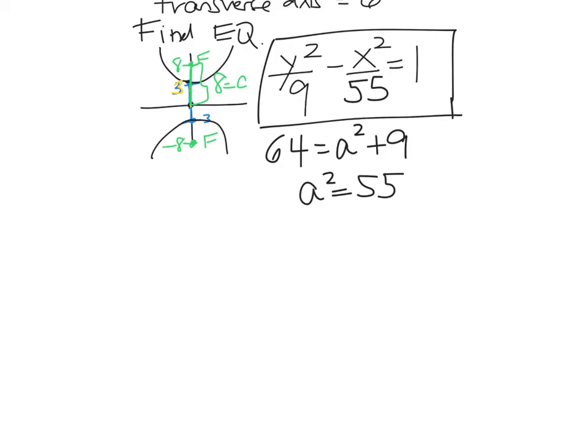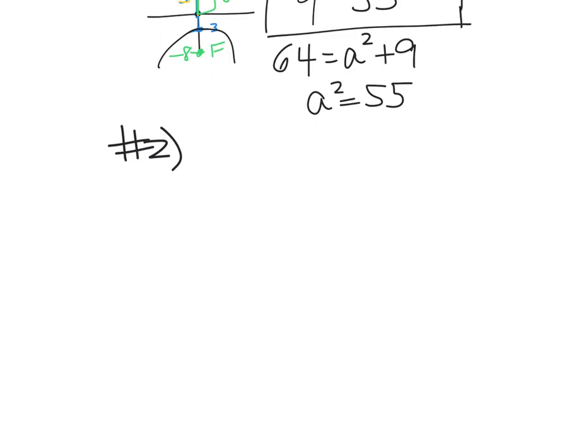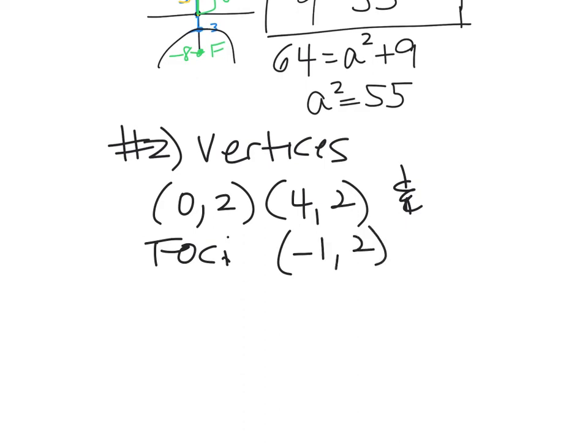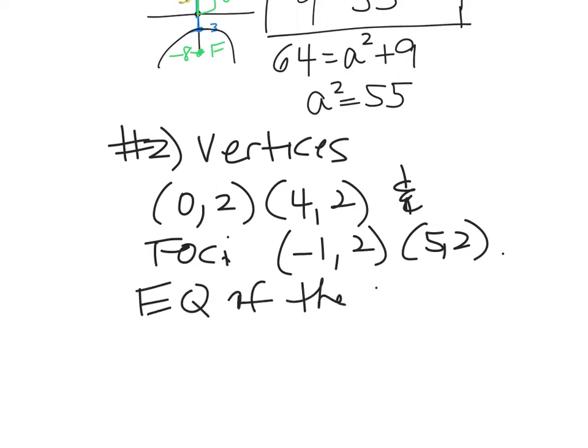Okay. All right, number 2. Let's do one that's not at the origin anymore. Okay, so we're told now that the vertices of our hyperbola are at (0, 2) and (4, 2), and that the foci are at (-1, 2) and (5, 2). And we need to find the equation. They might even say, find the equation of the conic section. They might not even tell you that this is a hyperbola.